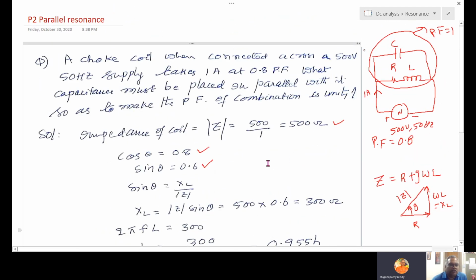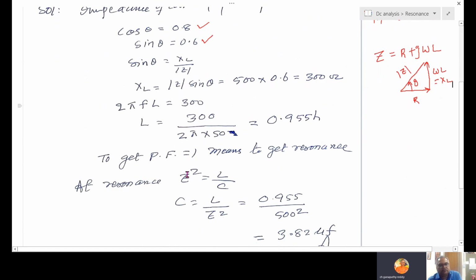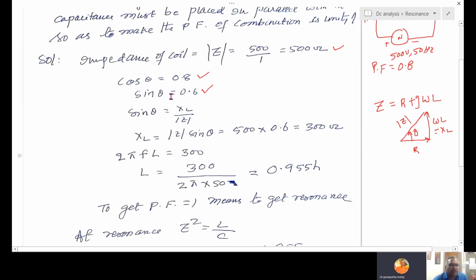Okay, so simple. The question is what capacitance must be placed in parallel with it so as to make the power factor of the combination unity. So Z square is L by C. We know Z and L, C we are finding. But L we calculated from this formula.